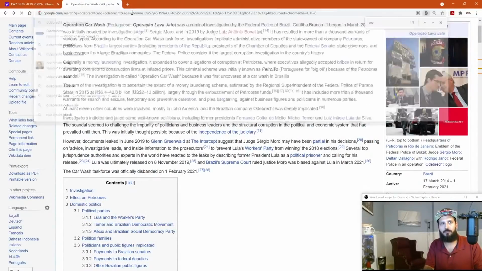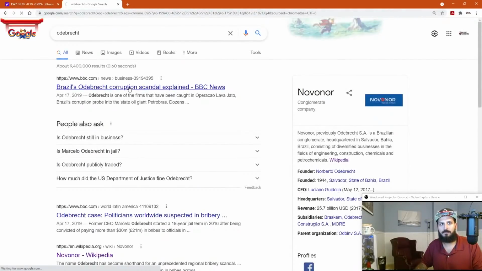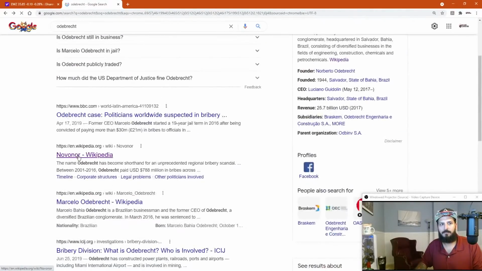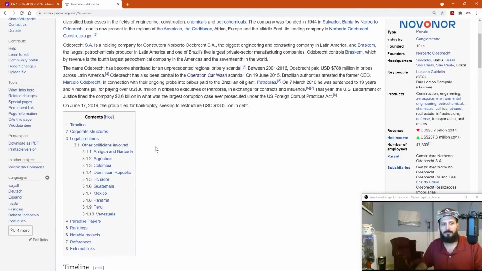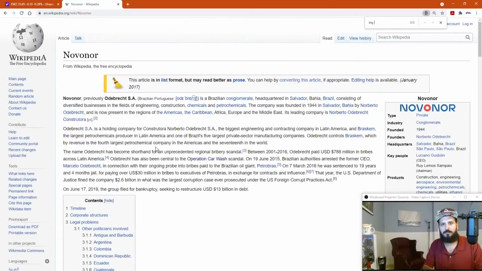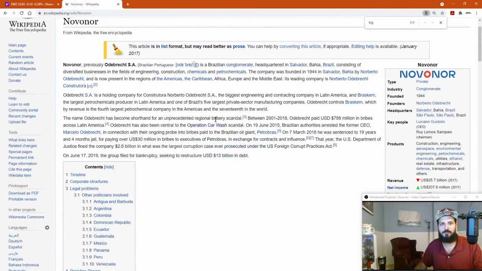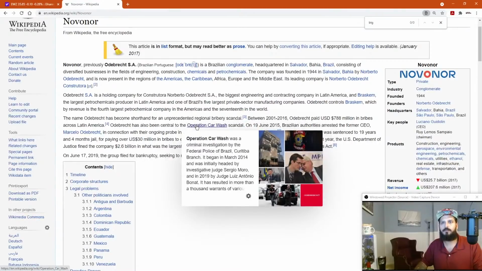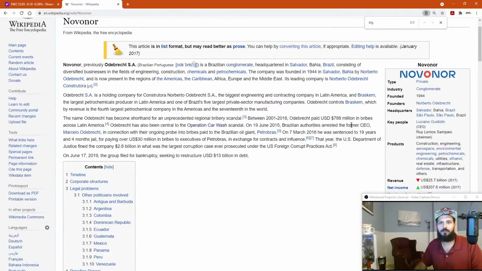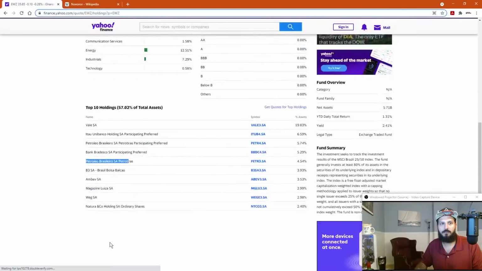Ever heard of Odebrecht? Same thing, involved with Petrobras. Odebrecht has become shorthand for unprecedented regional bribery scandal. Between 2001 and 2016, Odebrecht paid $788 million in bribes across Latin America. All right. Brazilian authorities arrested the former CEO in connection with probes to oil giant Petrobras.